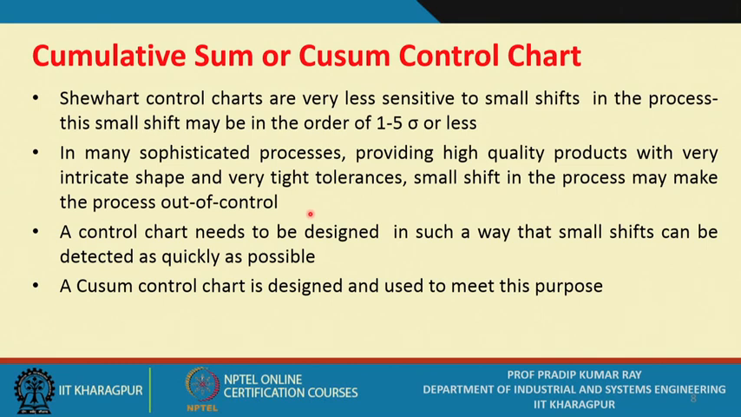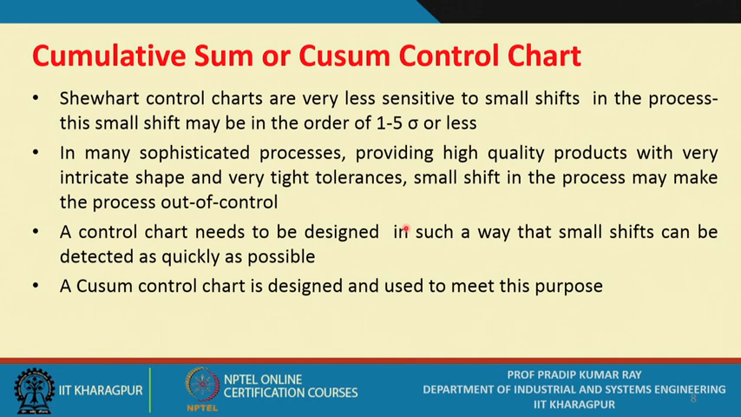If there is a small shift in the process parameters, you say that the process has gone out of control, because with very tight tolerances you may not be able to achieve them. So special purpose control charts need to be designed in such a case. That means you redesign the existing control chart in such a way that even a small shift in the process parameter value can be detected quickly.